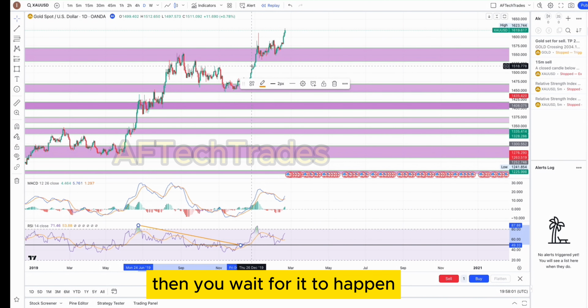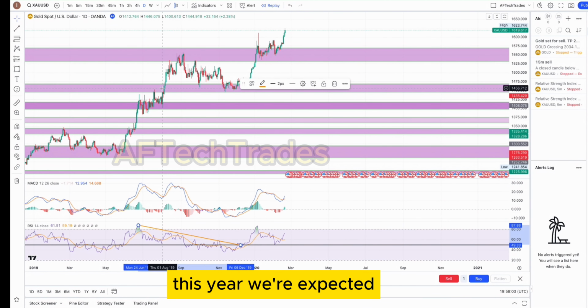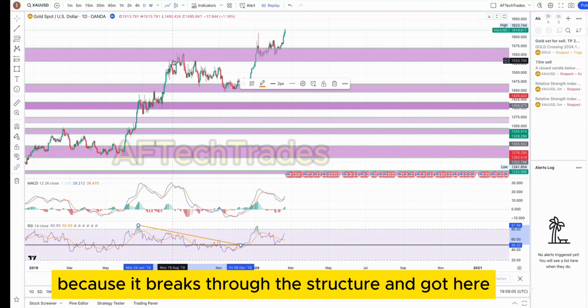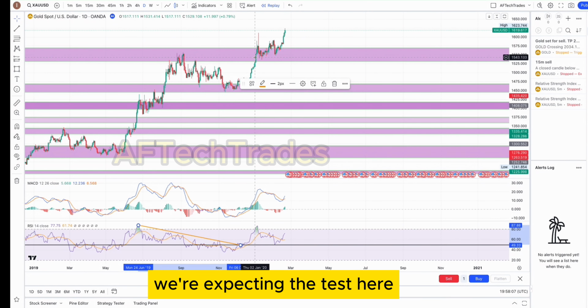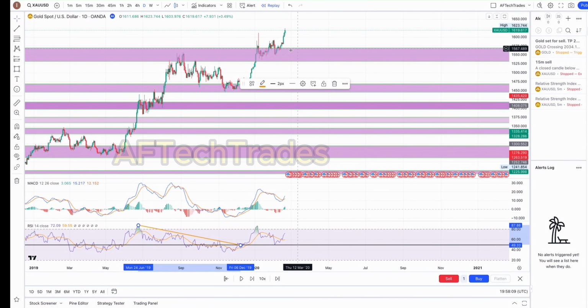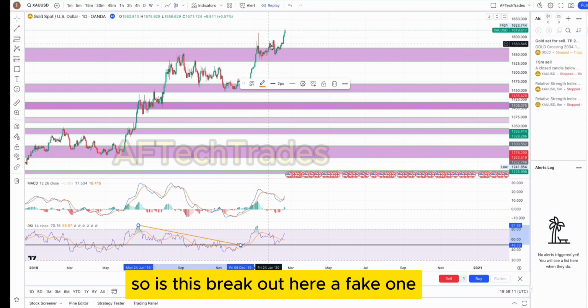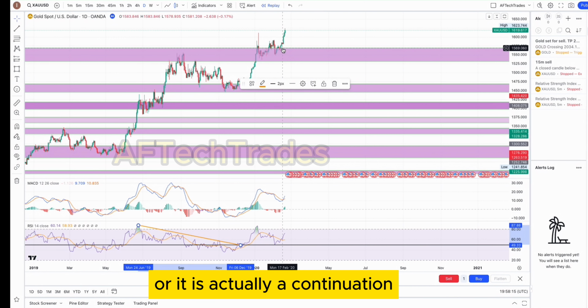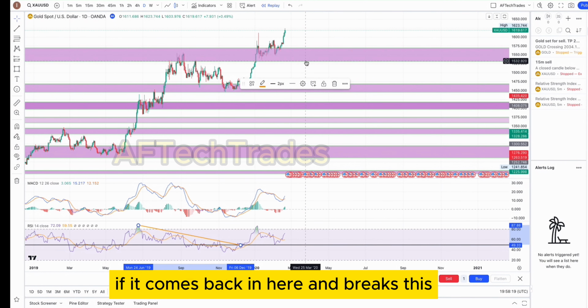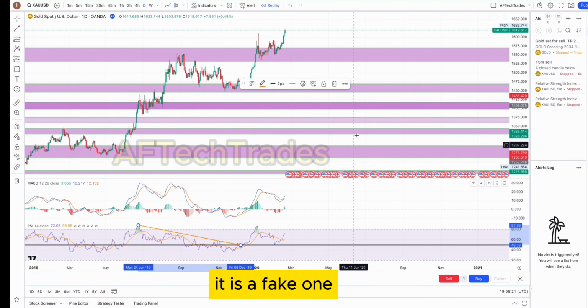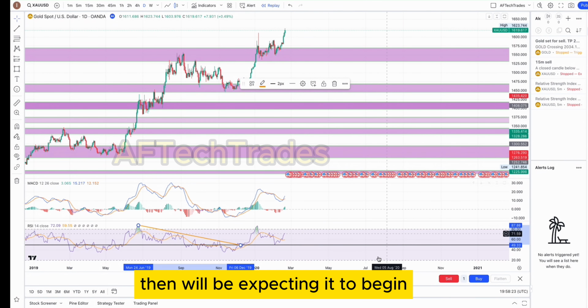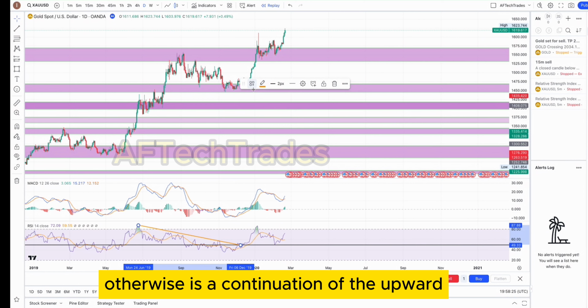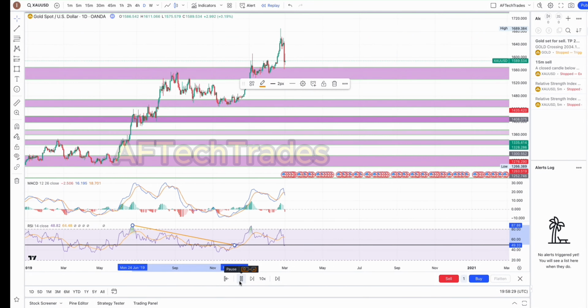Then you wait for it to happen. This here we're expecting, because it breaks through this structure and got here, we're expecting a retest here, but it again breaks it. So is this breakout here a fake one, or is it actually a continuation? If it comes back in here and breaks this, it is a fake one, then we'll be expecting it to begin a new downward journey. Otherwise, it's a continuation of the upward.